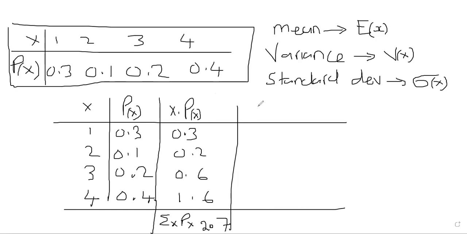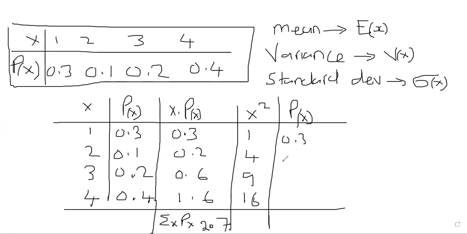Then we're going to bring down the X, and we're going to square it. We're going to have 1, 4, 9, and 16. You can bring the probabilities back here. So the probability is just the same column, 0.3, 0.1, 0.2, and 0.4. What we're doing here is simply multiplying the X squared times the probability. This is helping us come up with our variance.